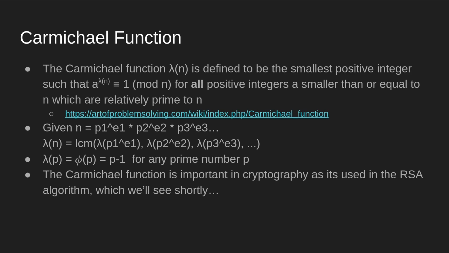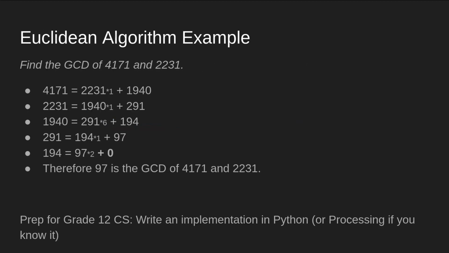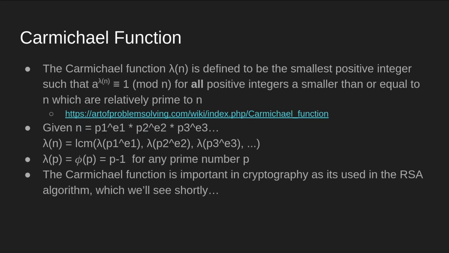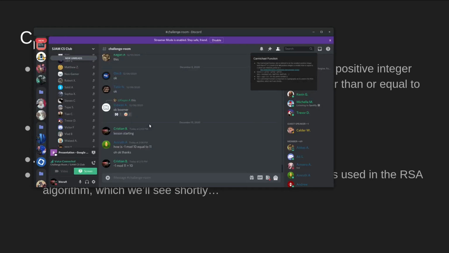The Carmichael function is important in cryptography as it's used in the RSA algorithm, which we'll see shortly in Trevor's side of the presentation. So are there any questions with any of the number theory stuff I've talked about so far, or any of these special number theory functions? You can unmute or you can type in the chat if there's anything.